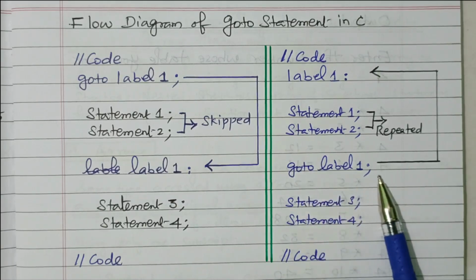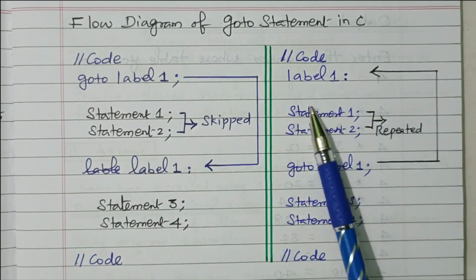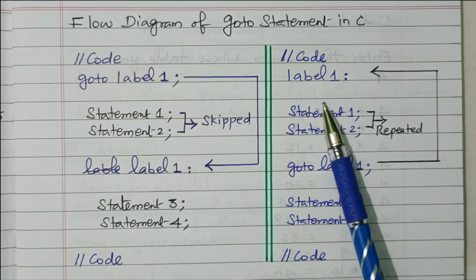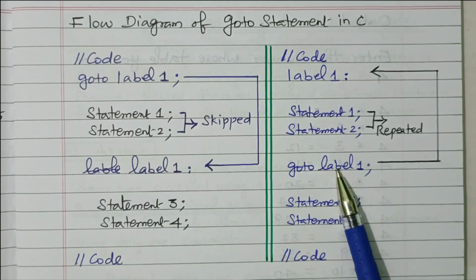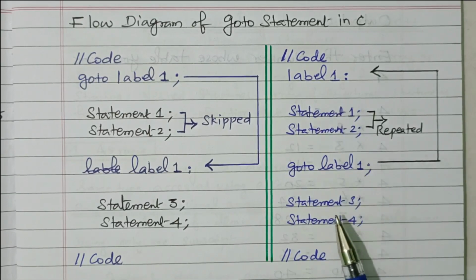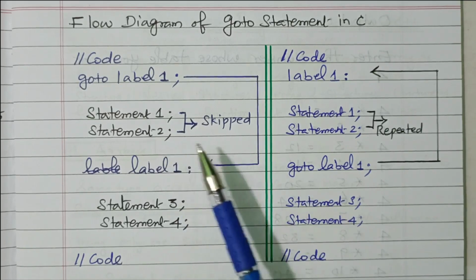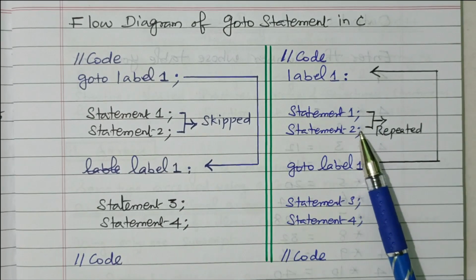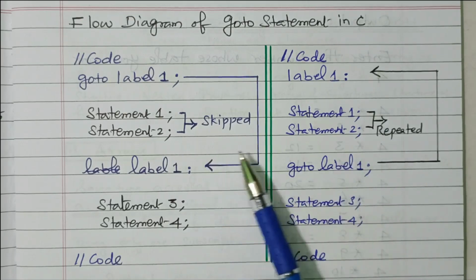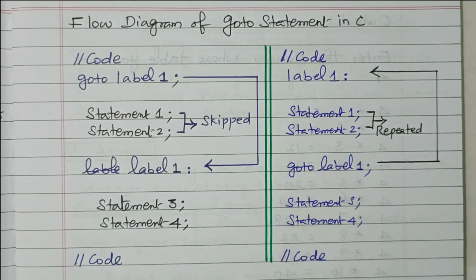Again it will go to label 1, which means again it will come here. So it will be executed repeatedly until a certain condition; we need to check some condition, otherwise it will execute repeatedly. Then statements 3 and 4 will be normally executed and it will go to the normal coding of the remaining program. Here statements 1 and 2 are skipped, and here statements 1 and 2 are repeatedly executed. That is the difference between these two categories of the go-to statement. Now we'll see one example program.